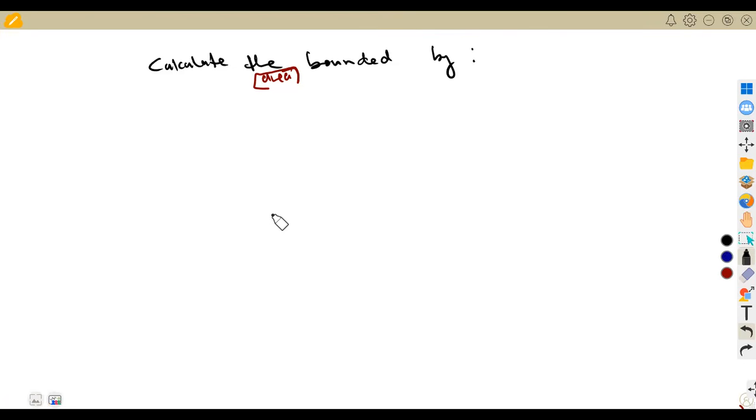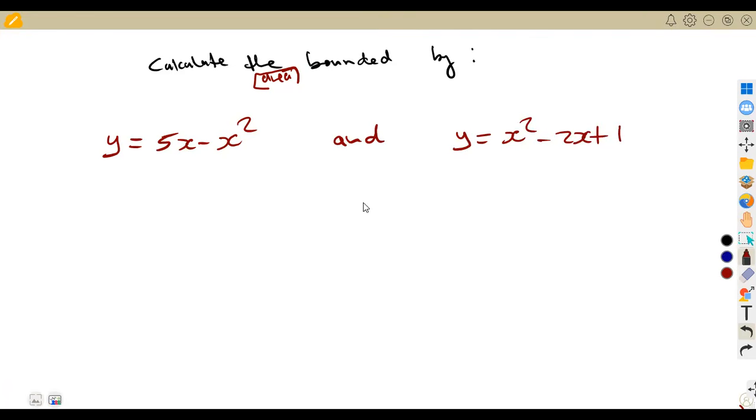All right, let us consider these two graphs that we have. If we are given the area, calculate the area bounded by the graph. Let's say we've got the graph of y is equal to 5x minus x squared in this case, and the graph of y is equal to x squared minus 2x plus 1. So in most cases, you won't be given the limits, like where are you going to take your values to and from, because they know that you'll be given the point of intersection as your region that you're going to consider.